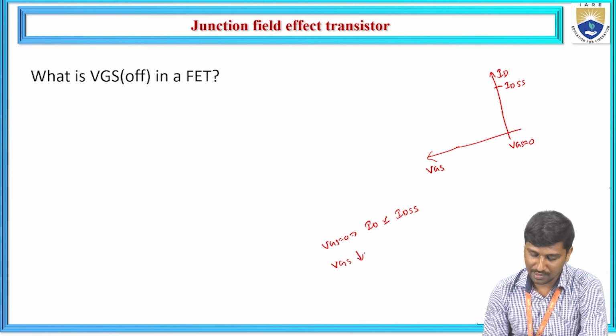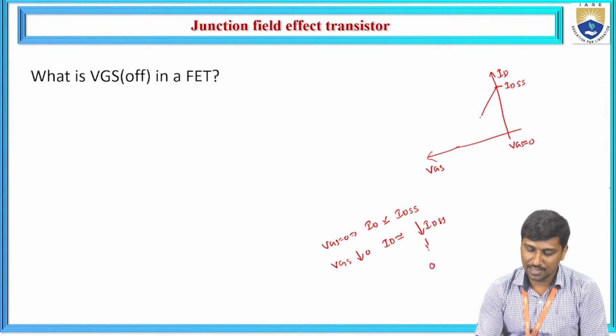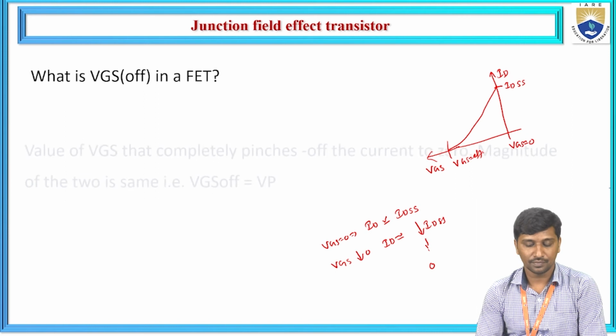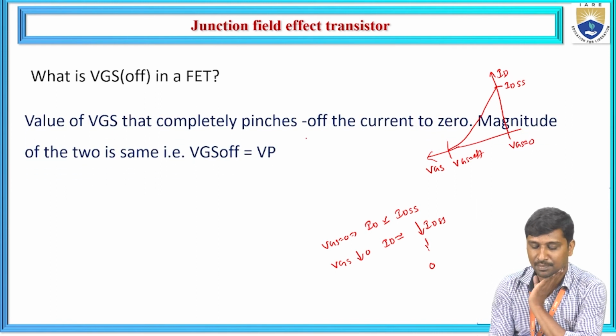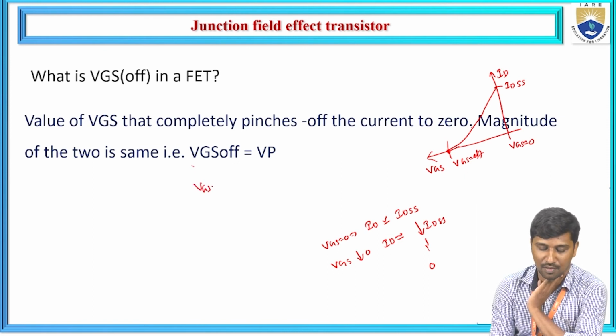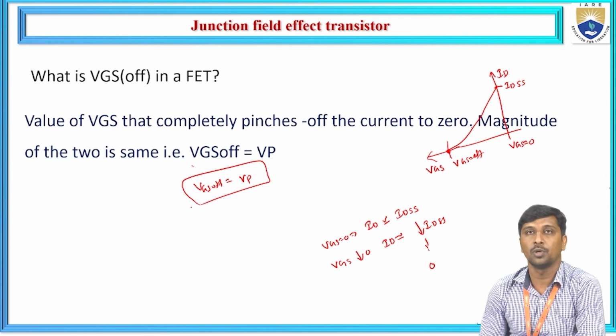When VGS is decreased from 0, ID also decreases from the drain to source saturation current towards 0. When VGS is decreased from 0, at this point, this voltage is called the VGS off state. It is the value of VGS that completely pinches the current to 0. At which point the drain current becomes 0, that magnitude is also represented as VGS off. Generally this VGS off is also called the pinch off voltage.